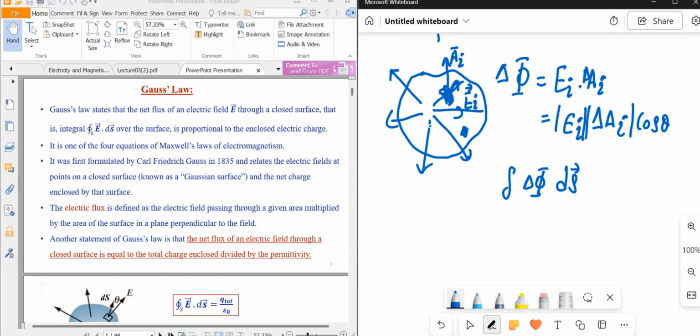Then how are these electric field lines generated? Before going into this, I will discuss that. So how are these electric field lines generated? What should be the source of each of the electric field lines?